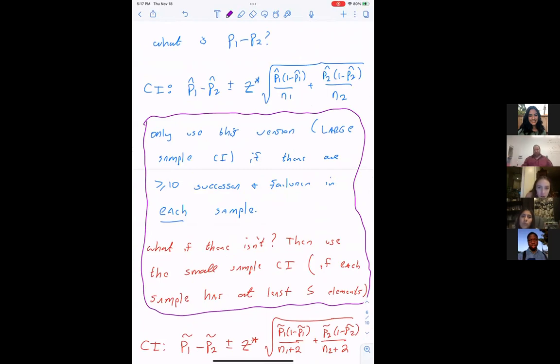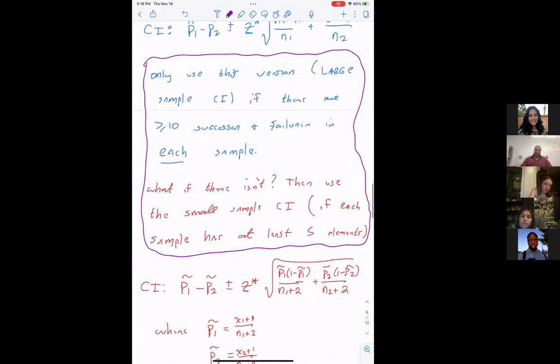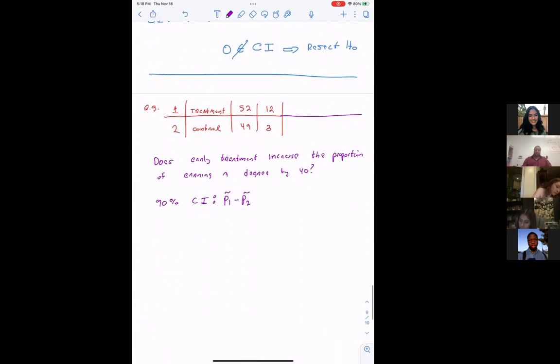We use the large sample version if there's greater than or equal to 10 successes and failures in each sample; otherwise, we just want at least 5 in each sample. So do we have at least 10 successes and failures in each sample here? No, sirree, Bob. We only have 3 in the second one. So I can't use the large one, but all is not lost because I have sample sizes of at least 5. So I can use the small sample, which is P1 twiddle minus P2 twiddle, plus or minus what?